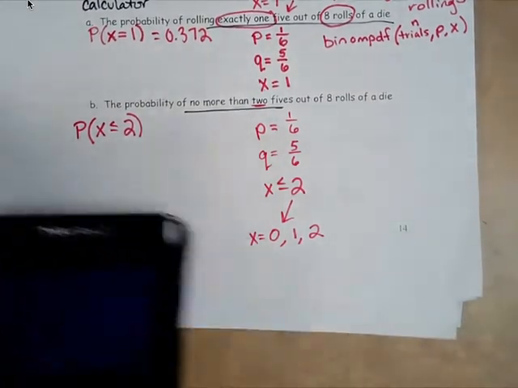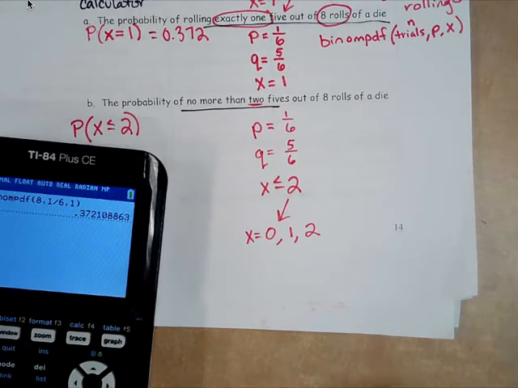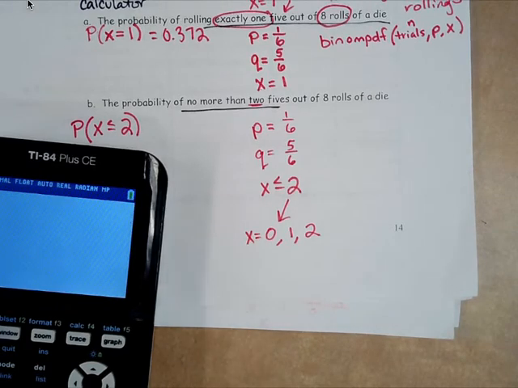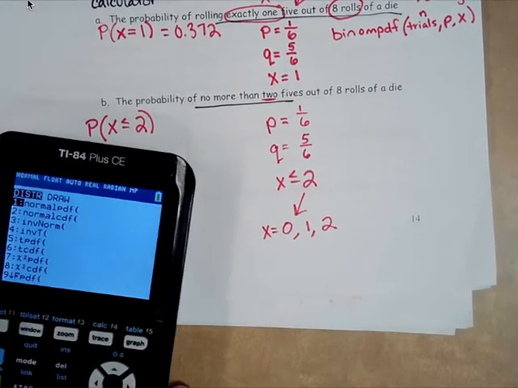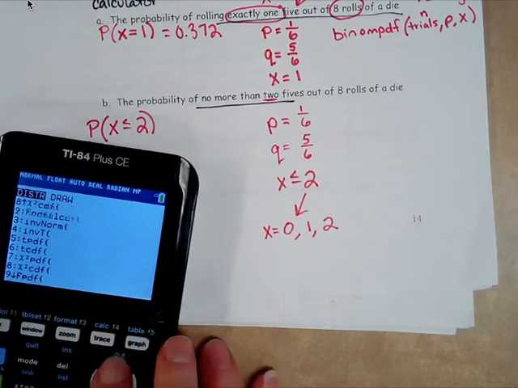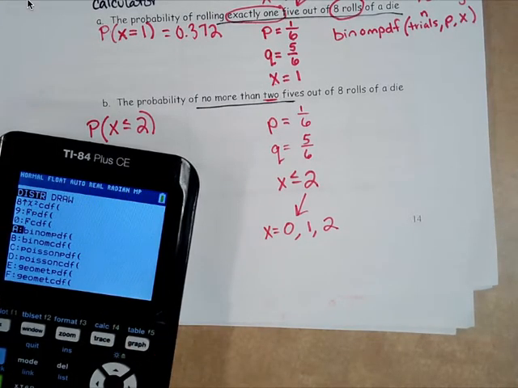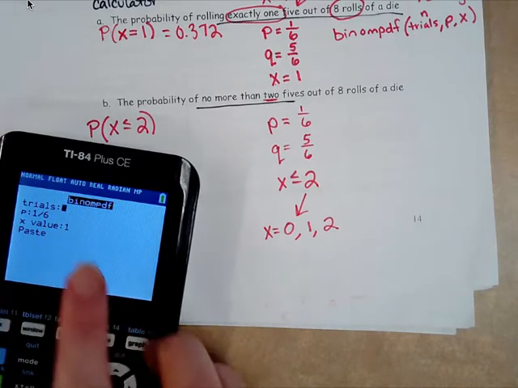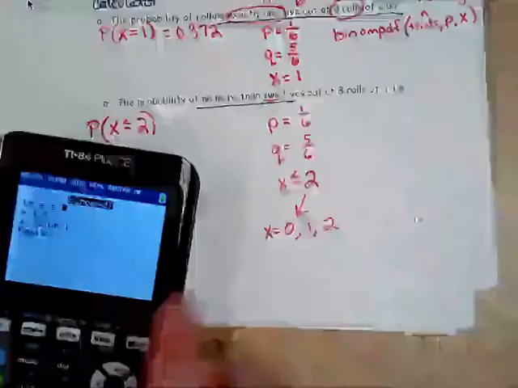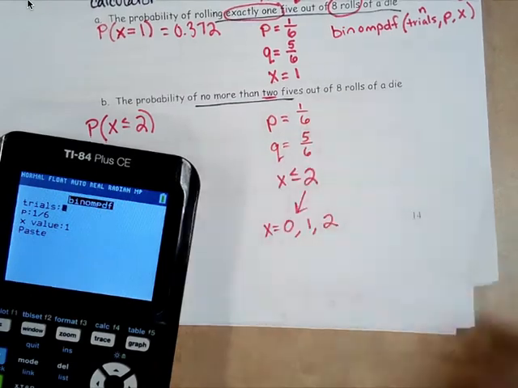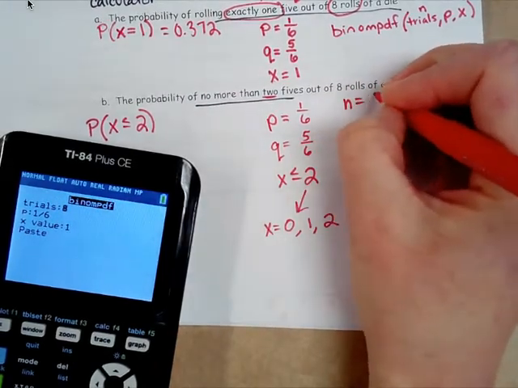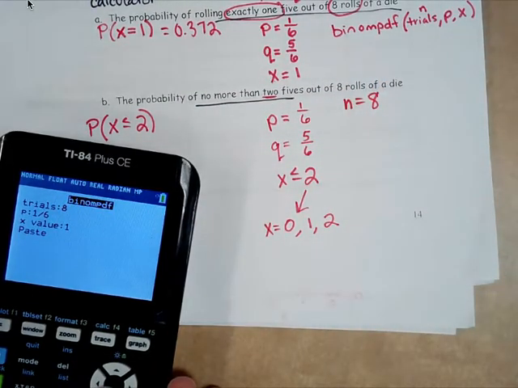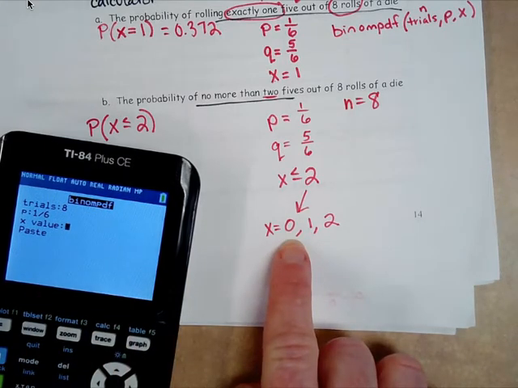So let's find what each one is. So I'm going to clear. Go back to second VARS, go to binomial PDF. 8 trials, right? Yeah, still 8. I'm going to write that down. Probability of success is still 1 out of 6. We want to start with 0. We want to find that one first.